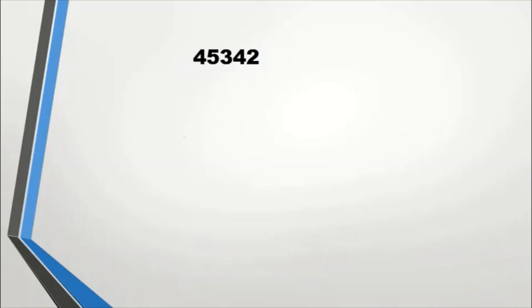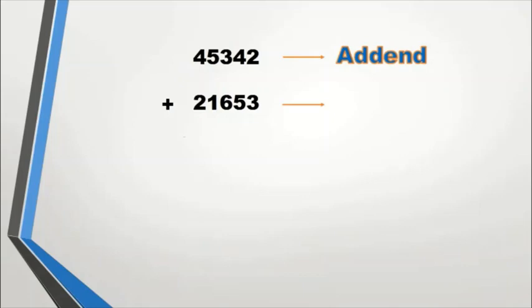Here 45,342, we are adding this to 21,653, and the numbers which we add are called addend, children. Here both the numbers which we are adding are called addend. And what is the spelling of addend? A-D-D-E-N-D, addend. Come on, repeat after me.